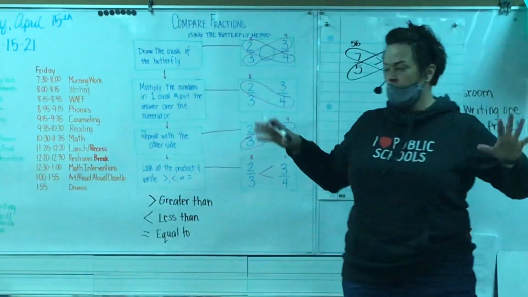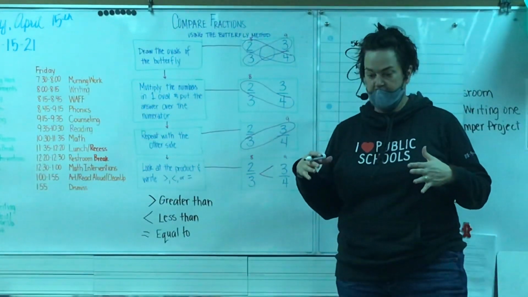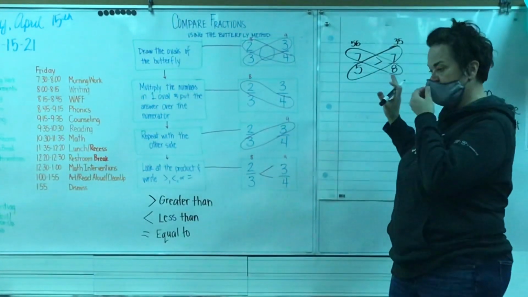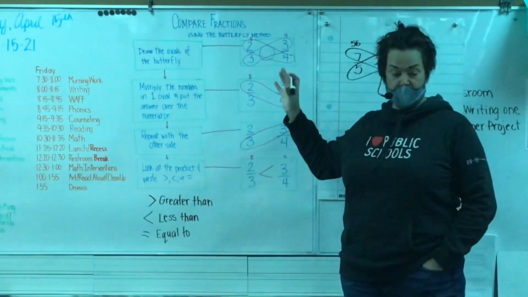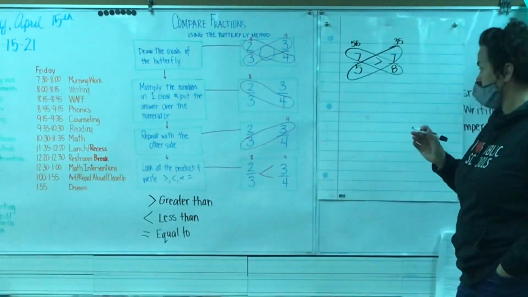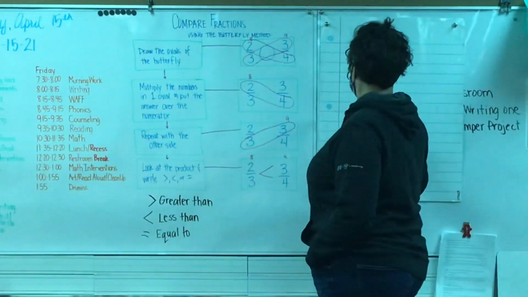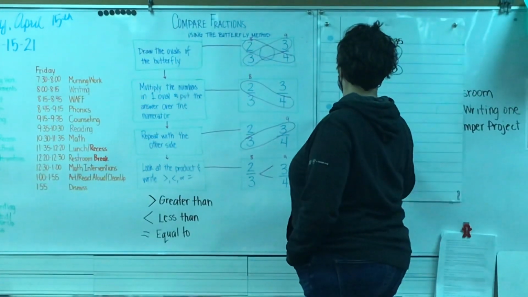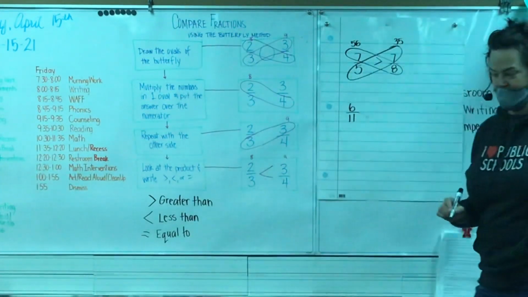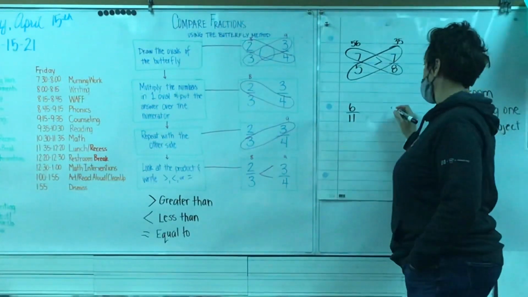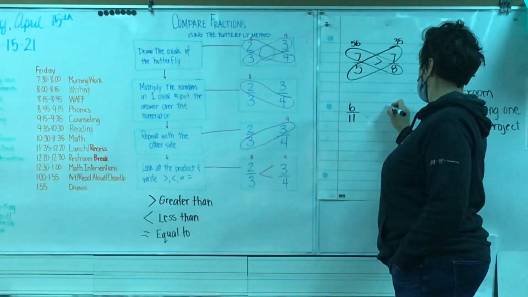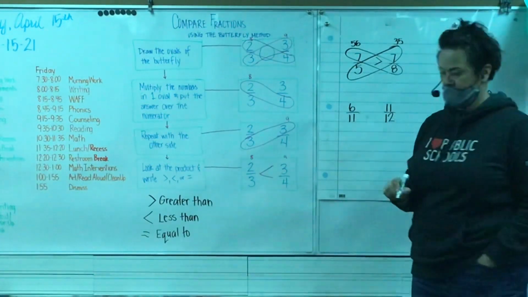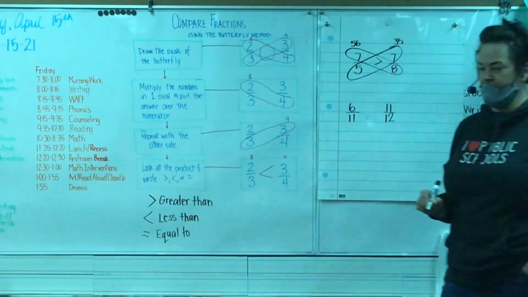Okay, let's practice one more as a whole group. Then I'm going to partner you up and keep practicing comparing fractions using the butterfly method if you want to. Okay? All right, let's do 6/11. Oh no. And we're going to compare that to 11/12. Oh boy. I'm really making you think on this one.